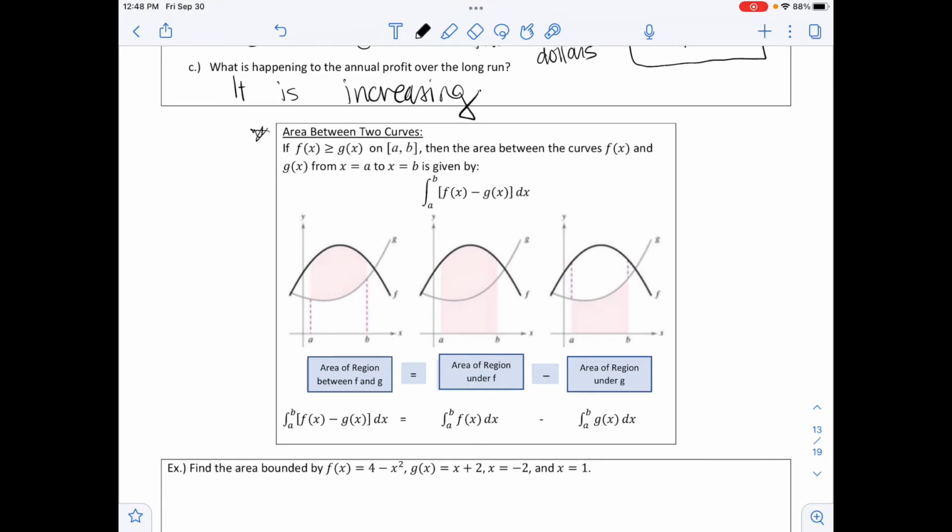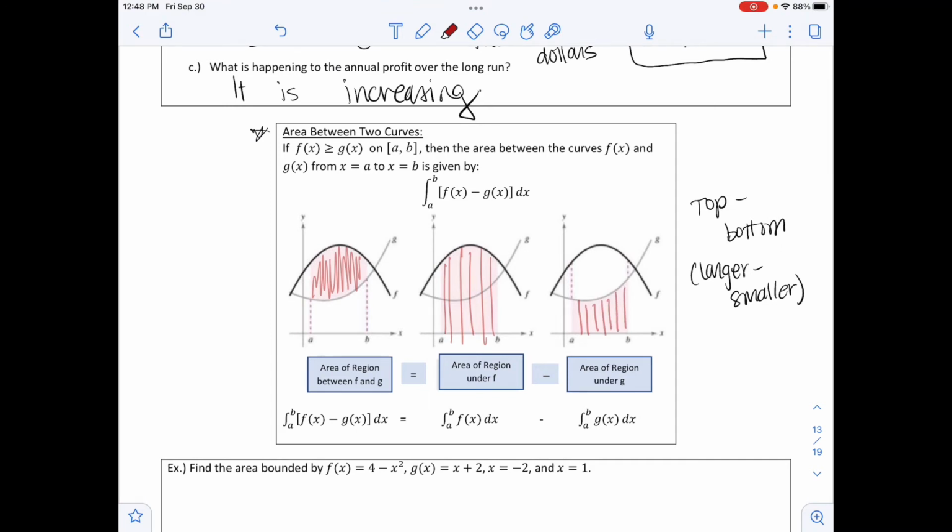Notice that this is the larger function minus the smaller one, or if we want to think about it as the top minus the bottom function. So again, the larger minus the smaller. And so what this shows down below is that to find this area in between these two curves, we're going to take the area of the top function between the function and the x-axis and subtract away the bottom function, the area between that bottom function and the x-axis, and that would give us that in-between area.